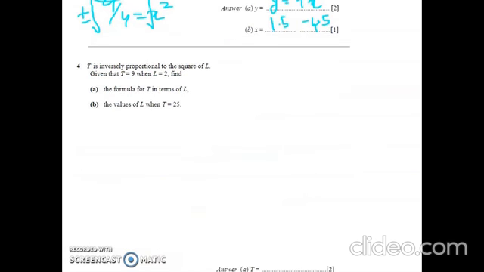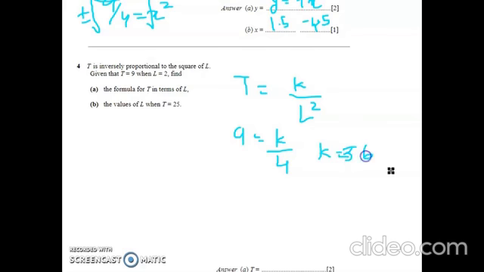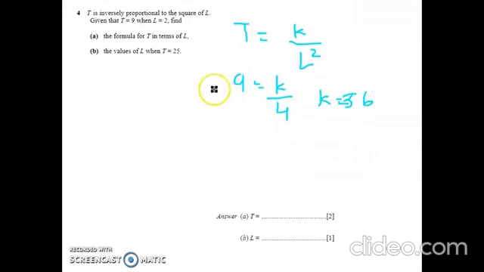Alright, let's move to the next question. T is inversely proportional to the square of L. So let's write T is equal to K upon, since capitals are used, so I will also use capitals, square of L. Given that T is 9 when L is 2, so this becomes 2 square, 4. And our constant K will be 36. So again, this is the formula which we are making. This T and L, since they are variables, would remain as variables. Only my constant would come. T is equal to 36 upon L square.